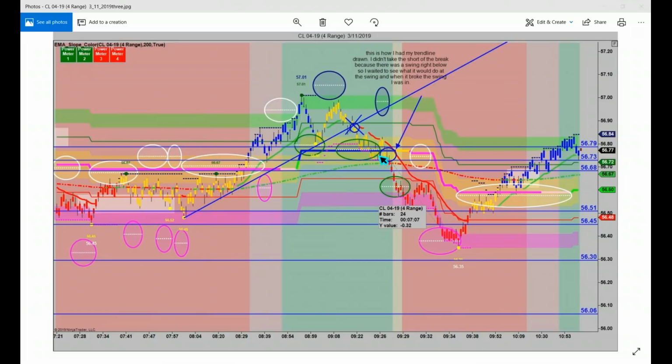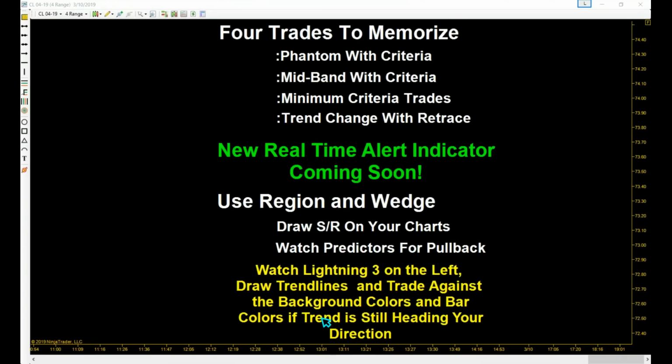Okay, see that little circle that he drew right there? That's where he fired his short. Matter of fact, he Skyped me when he fired the short. Okay, so now if you look at this chart, it was still green and everything, wasn't it? Yeah, there you go. Brian said he took it there too. What you've got to realize is that you've got to get away from the colors sometimes, simply because things change and you want to be on the right side of the trade.